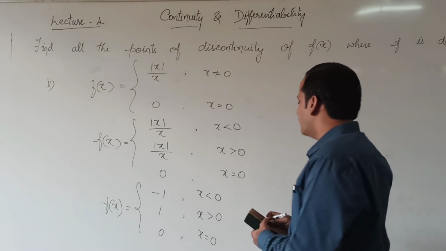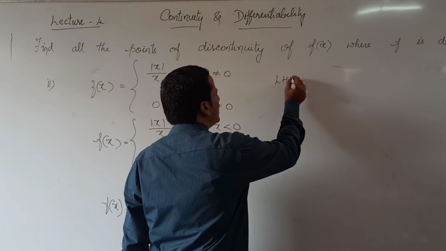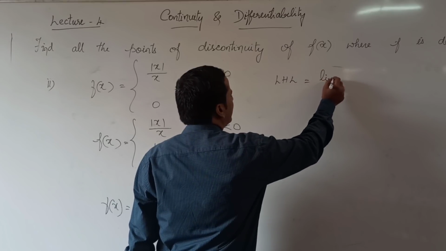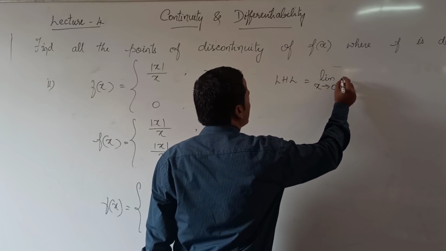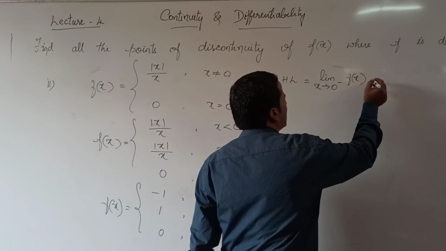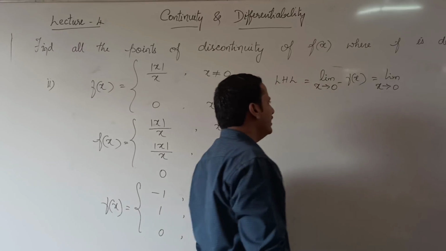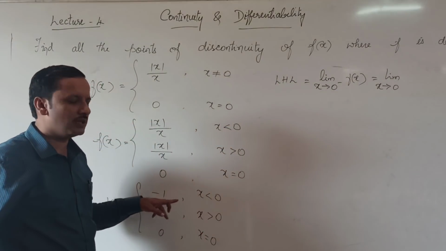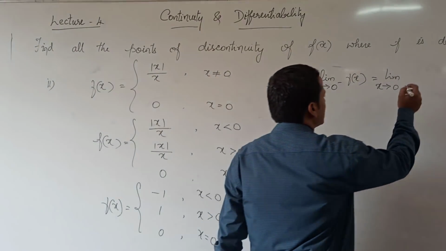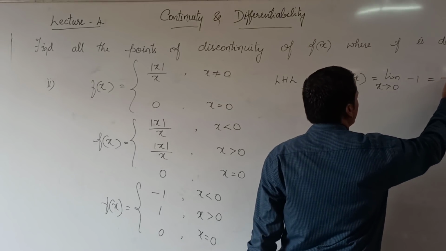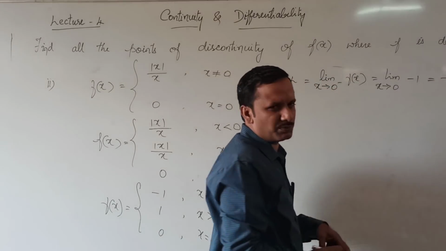Okay. So, I want to test the continuity at x equal to 0. For that, left hand limit, x tends to 0 minus f of x. When x approaches 0 from left side, means when x is less than 0, the function is defined as minus 1. Limit x tends to 0 minus 1 is equal to minus 1.